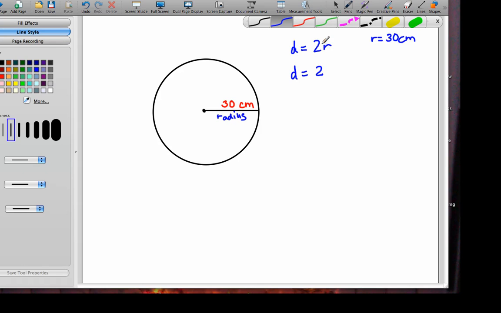And I'm going to do 2. There's multiplication happening between the 2 and the r. So I'm going to do 2 times 30 centimeters. And that would give me a diameter of 60. Now to be precise, I wouldn't say the diameter is 60. I'd say the diameter is 60 centimeters. And that's just what precision is about. Giving the units, being very precise. Because if you don't give units, then numbers are kind of meaningless.